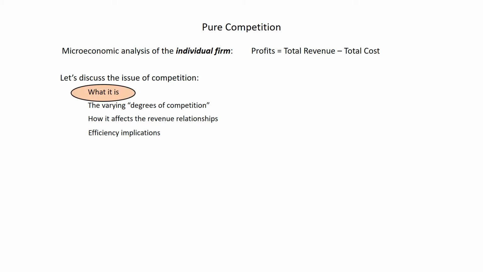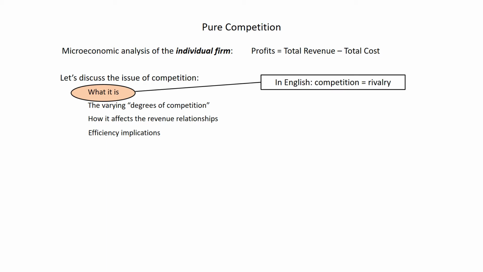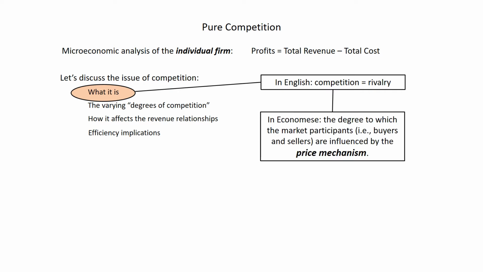Let's start by defining what competition is, in the microeconomics context. In English, competition means rivalry. There is rivalry among people, or firms, when things are scarce. There's not enough of something to satisfy all of their needs or wants. In economics, however, competition means something else.